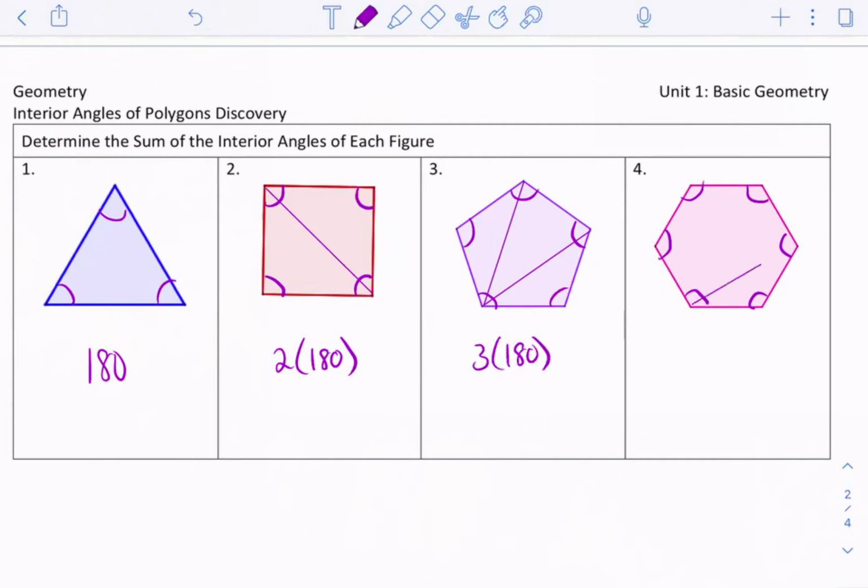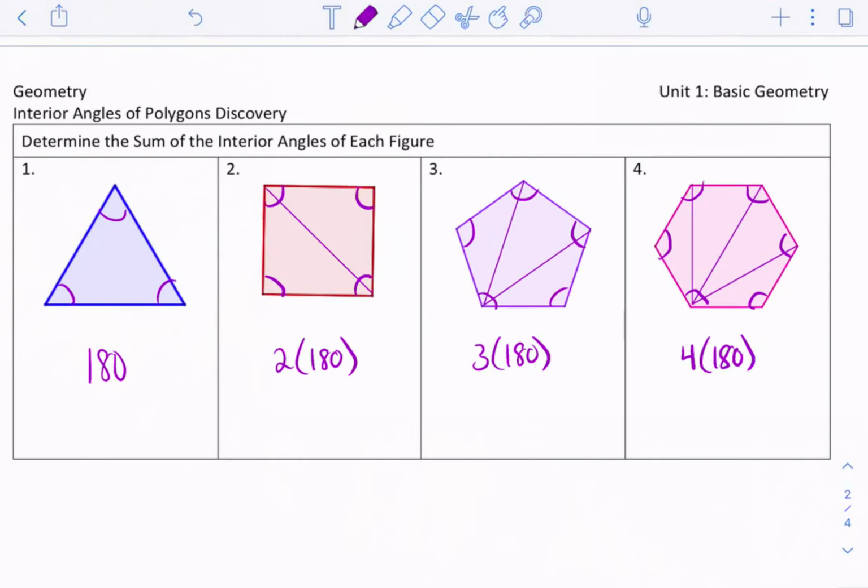Now I'm going to do it with this next one. So notice I'm starting from the same corner, and I'm just trying to make triangles everywhere I can. Look at this. I have 4 180s. So the trick is that you can turn every polygon into a bunch of triangles. And that's how many 180s you would have.